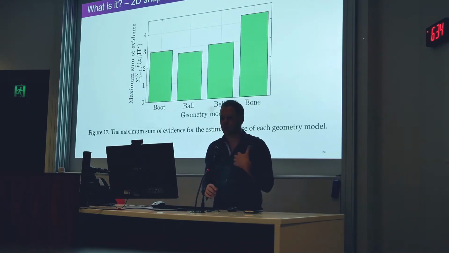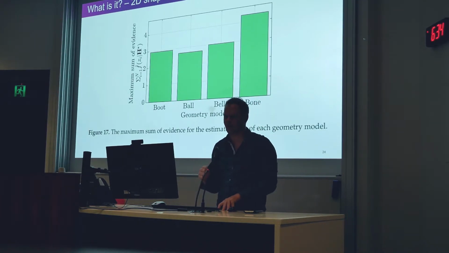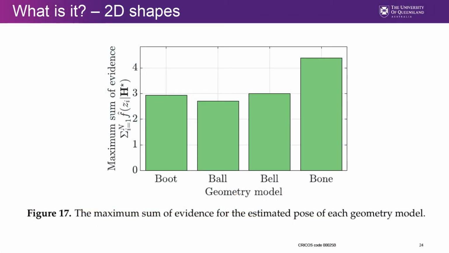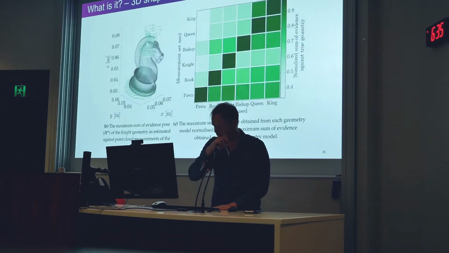All right. What is the sum of evidence on those 4 shapes? That's it there. The bone is the most evidenced geometry for that point cloud. It's got almost a quarter as much more evidence as those other 3 shapes. We can do the same thing on chess pieces. Pawn, rook, knight, bishop, queen, king. You all know what chess is. You're all mechatronics students.